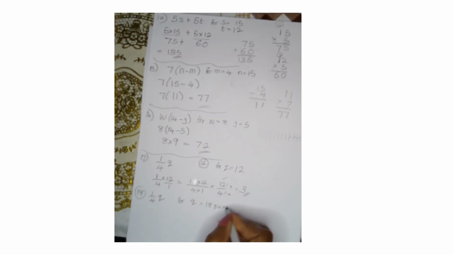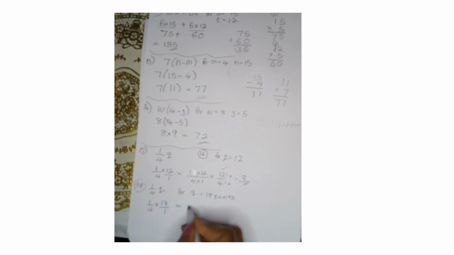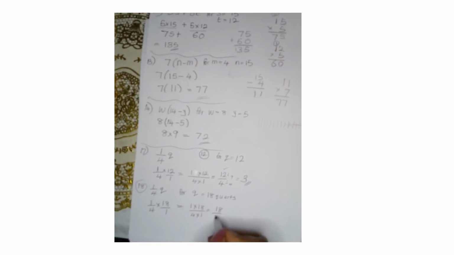Let's see question number 18. Remember, we are using 1 over 4q, for q equals 18. Anywhere we see q, we'll put 18. 1 over 4 multiplied by 18 over 1. So you multiply across. 1 times 18 over 4 times 1. This is going to give you 18 over 4.